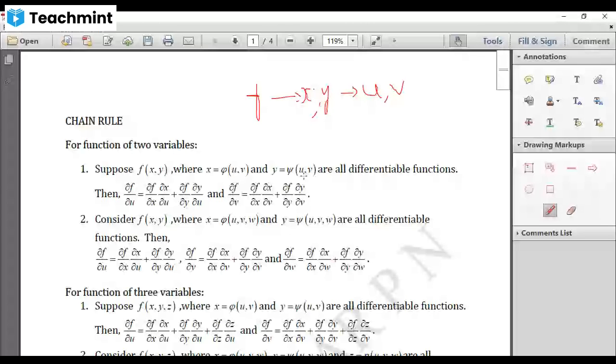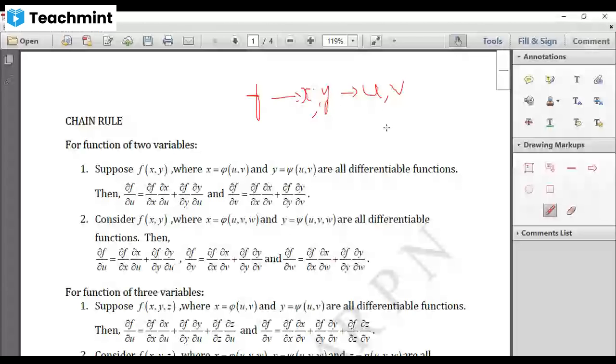So the rate of change of u also makes changes in x and y. Hence, there will be a change in f. The rate of change of v also makes changes in x and y. Therefore, there is a change in f. So that means the rate of change of u makes changes in f, and the rate of change of v also makes changes in f. Therefore, I have to partially differentiate this.